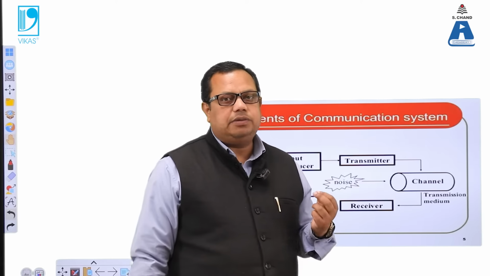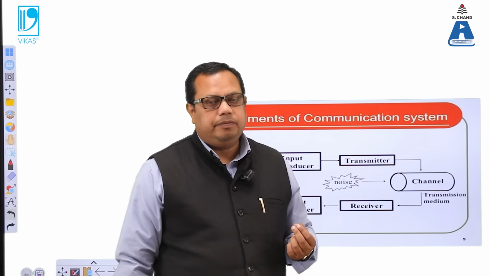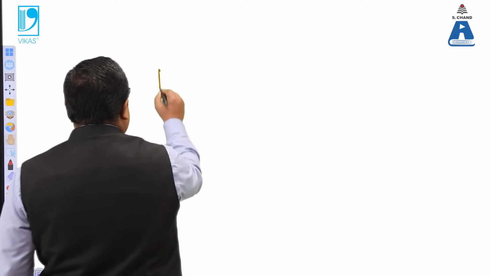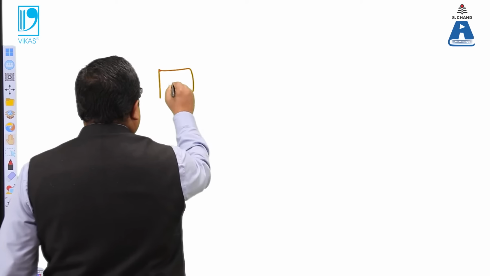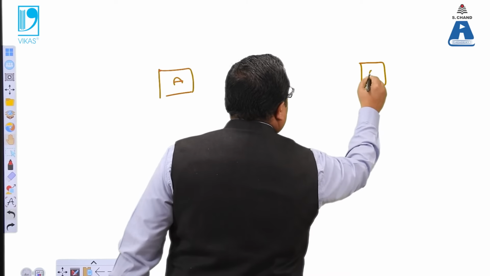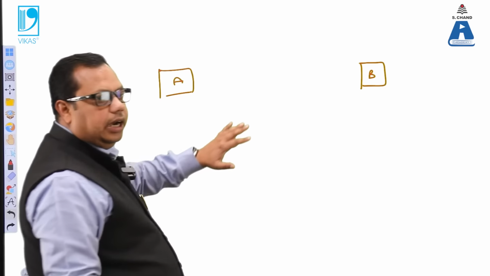Let's take a very small example from day-to-day life: what happens when someone calls from a landline phone and someone calls from a mobile phone. What is the difference? How is the communication different in both modes? So let's say this is port A, which is calling port B. A is calling B on a landline phone.